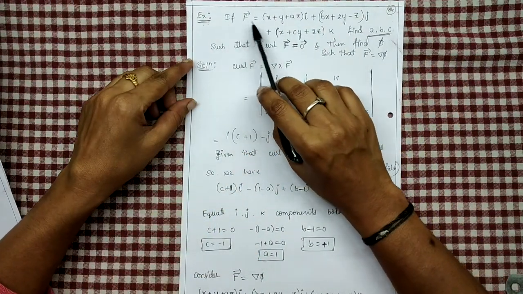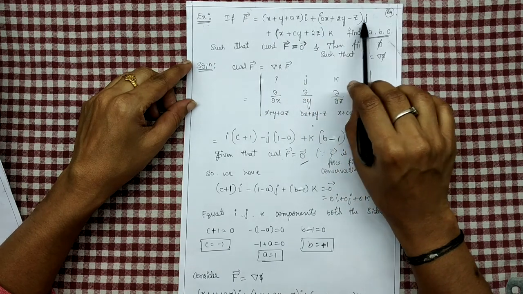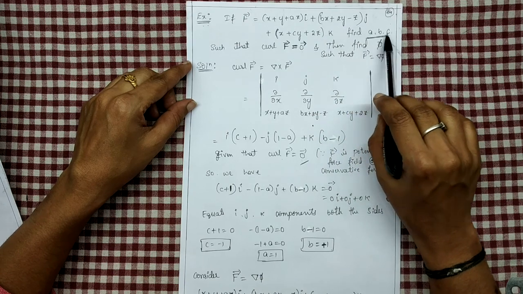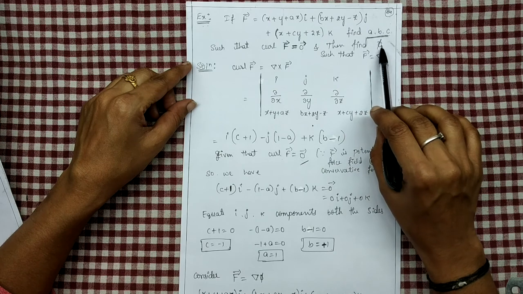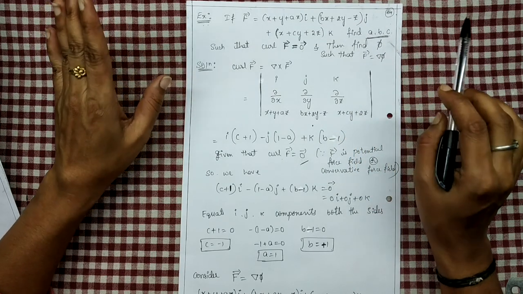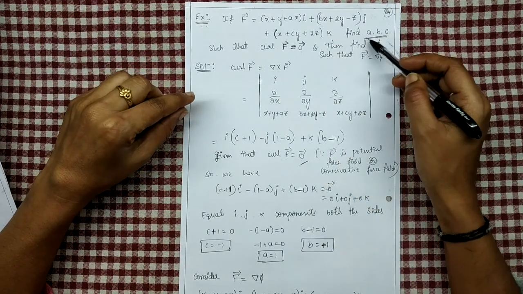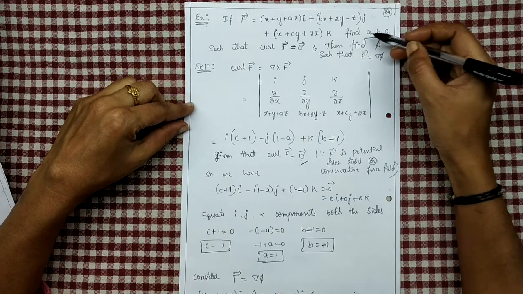If vector f is equal to (x plus y plus az) i plus (bx plus 2y minus z) j plus (x plus cy plus 2z) k. Here you have to find the constants a, b, c such that curl f is equal to 0 vector, and then you have to find the scalar function phi such that vector f is equal to del phi. Here vector f is given. For this vector f, you have to find the constants a, b, c.